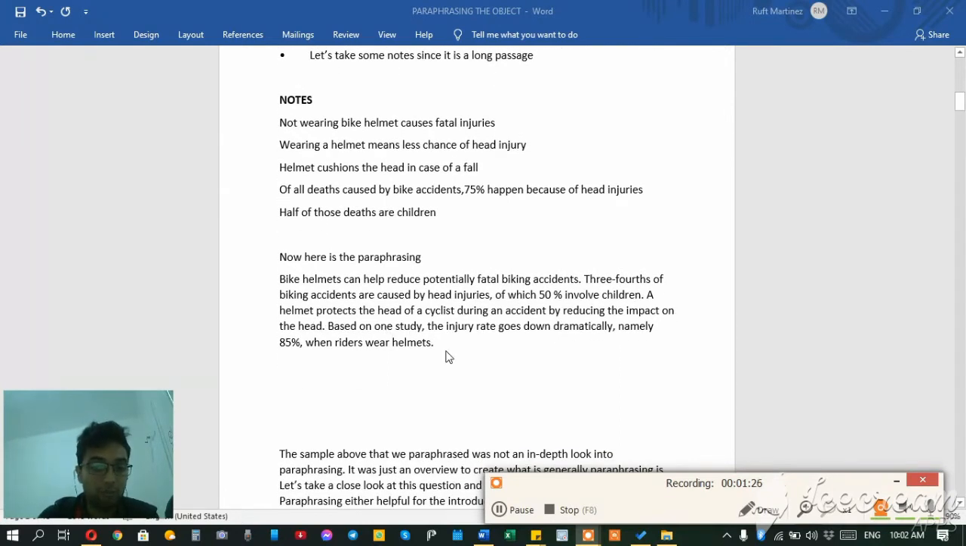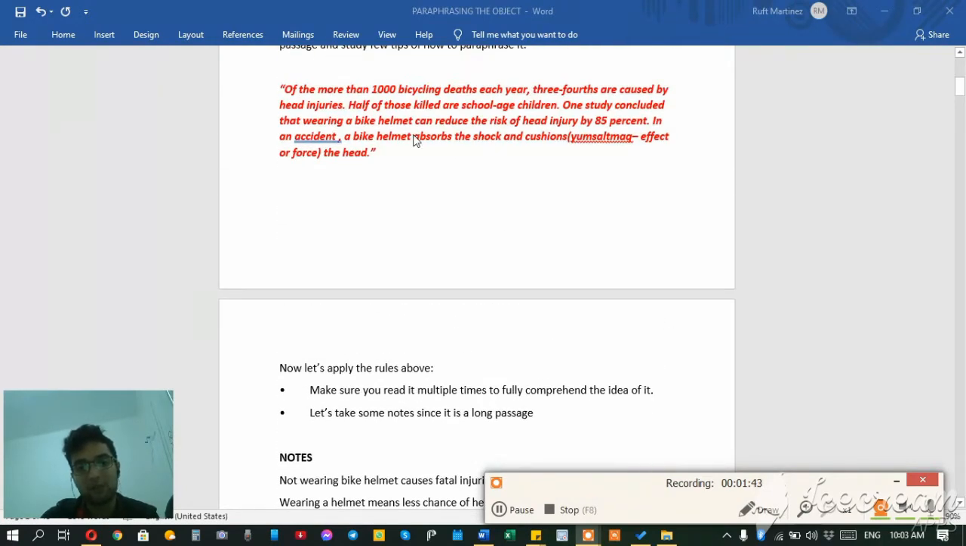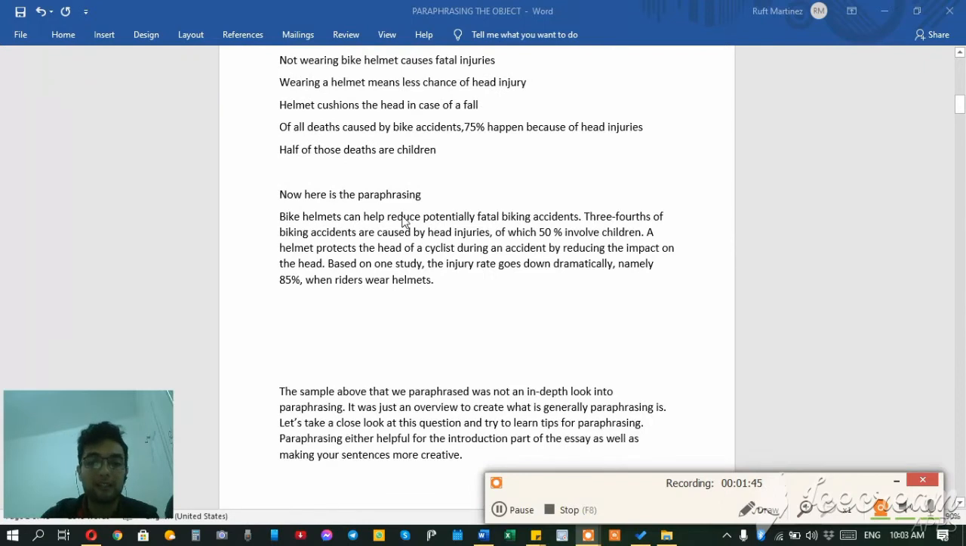Based on one study, P2 here, the injury rate goes down dramatically, namely 85%. Namely here doesn't mean a name, it means mostly, mainly, when riders wear helmets. So this is the same thing, right? Same idea as this. I just explained what I read in my own words. So I hope now you understand what paraphrasing is.